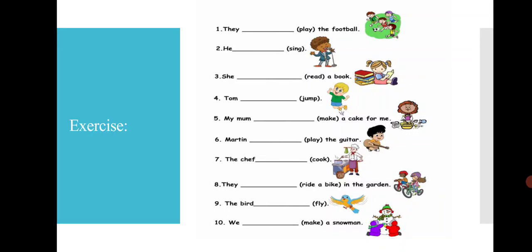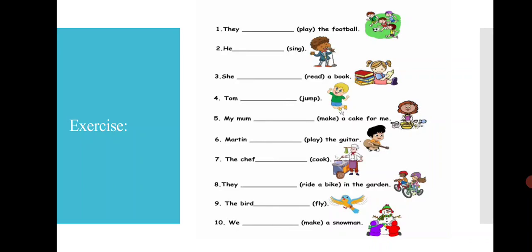The next example is he dash sing. He sings is an example for simple present tense. He is singing is the example for present continuous tense. He has sung is an example for perfect tense. He has been singing is an example for perfect continuous tense.